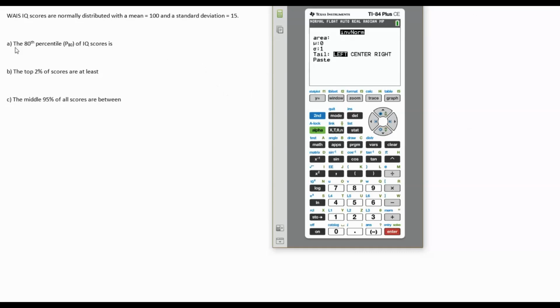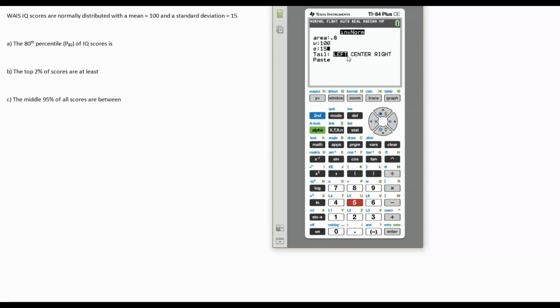This first part here, A, says it wants the 80th percentile. So the 80th percentile means that 80% of all the scores are going to be below that value within the distribution, and therefore 20% above. So for my percentage, I'm going to choose 0.8. And then I'm going to arrow down to here, and I'm going to enter my mean, which is 100. I'm going to enter my standard deviation, which is 15.